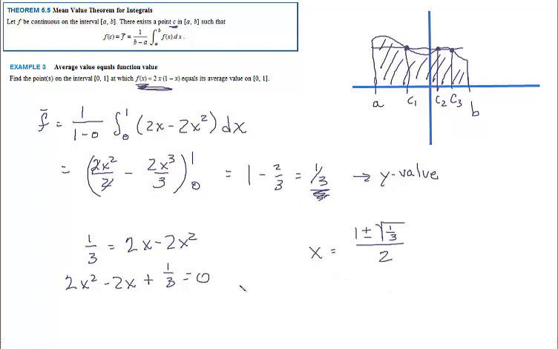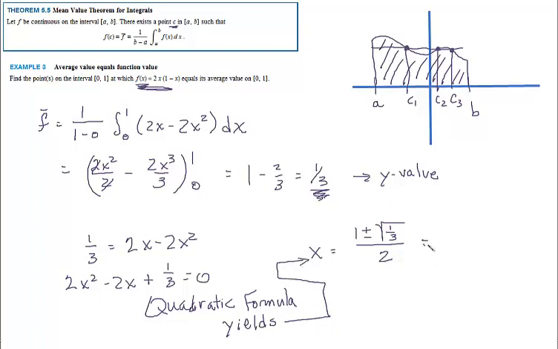So for this particular function, after I use the quadratic formula, that yields x is about 0.211 or 0.789. You will get those values that are actually equal to the average value.